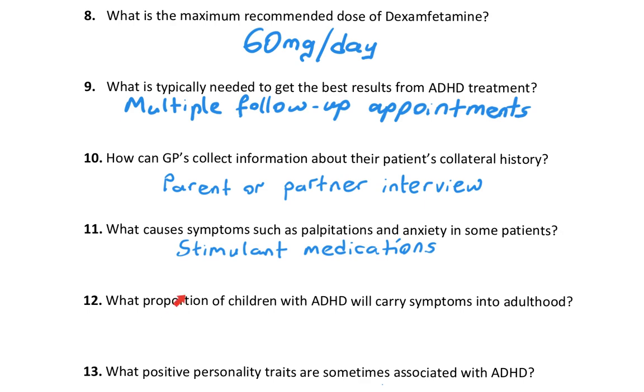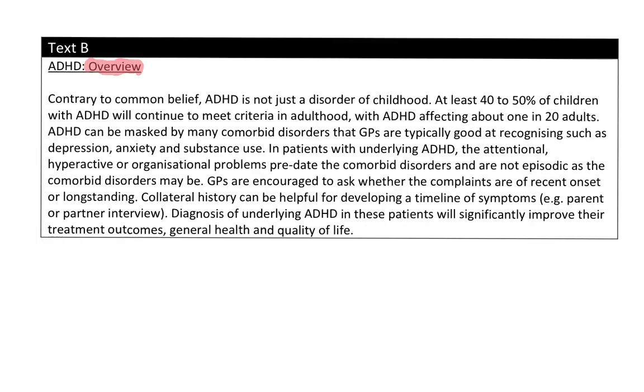Let's go to the text that contains the overview. Okay, so we can see the percentage here. Let's read. Contrary to common belief, ADHD is not just a disorder of childhood. At least 40 to 50% of children with ADHD will continue to meet criteria in adulthood. So they will continue to meet criteria in adulthood, or take it to adulthood. So that is 40 to 50%.